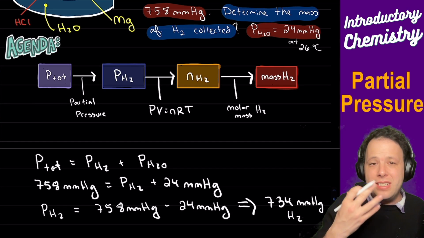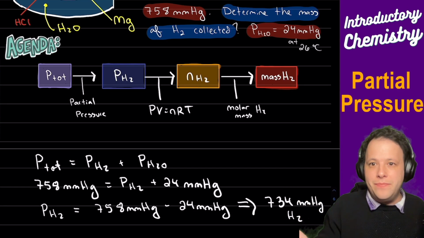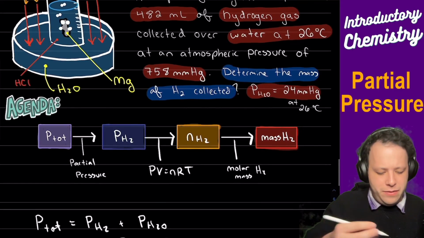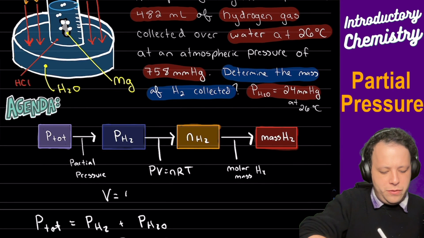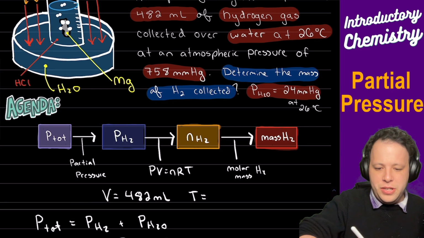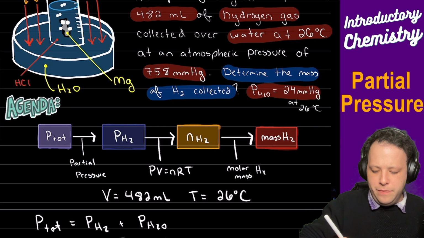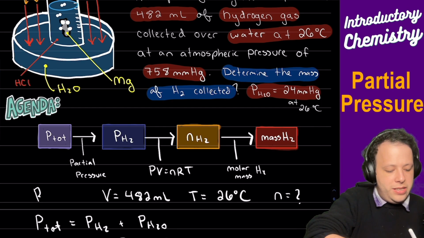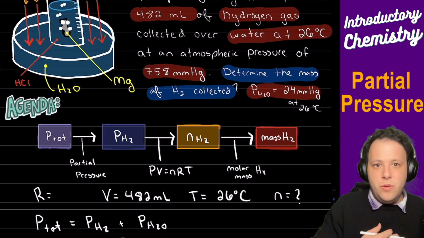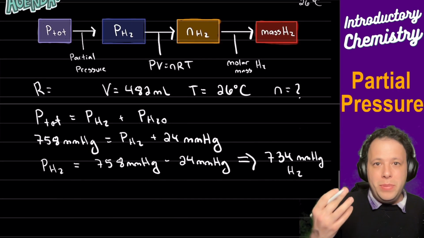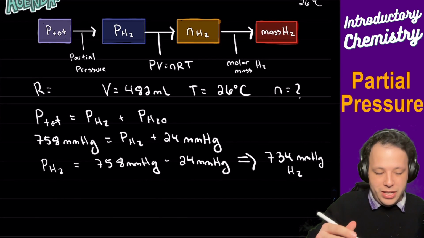Step two says, let's convert it to moles. So we were given a bunch of different values. We have a volume, which was 482 milliliters. We have a temperature, which was 26 degrees C. We don't have moles. We do have an R constant, so we can solve with the ideal gas law. So why don't we use it? PV equals nRT is the bridge.